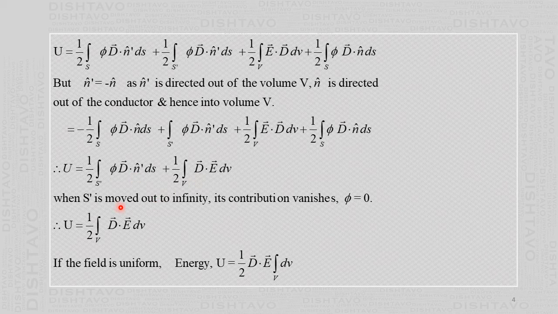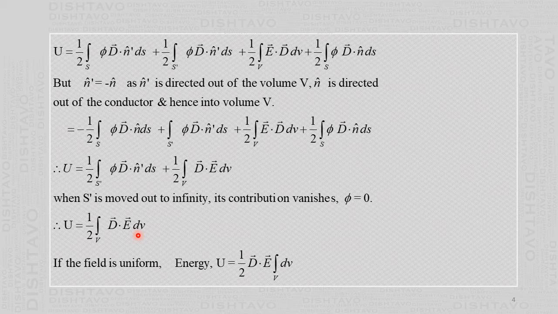Then S dash is moved out to infinity. If it is taken to infinity, then the potential is 0, as charges are not there in the system. So phi equals 0, and what remains is only this term: half the volume integral of D dot E dV.